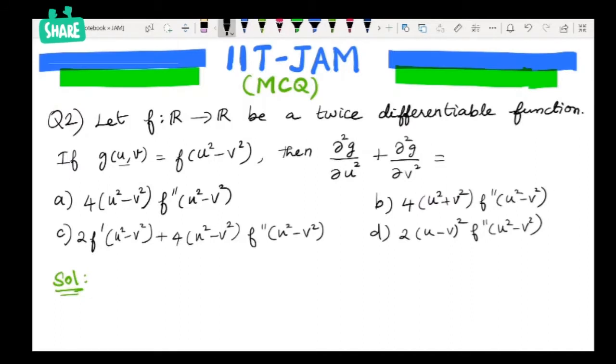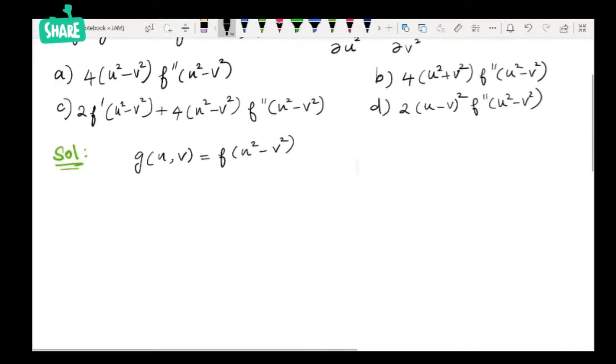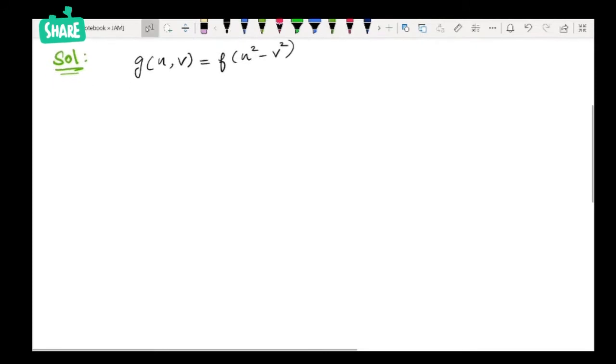The next question is, we have a twice differentiable function f, and g of u comma v is given to be f of u square minus v square. We need to find this term, and 4 options are given. So g of u comma v is f of u square minus v square. You should note that g is a function of two variables, but f is a function of a single term, u square minus v square.